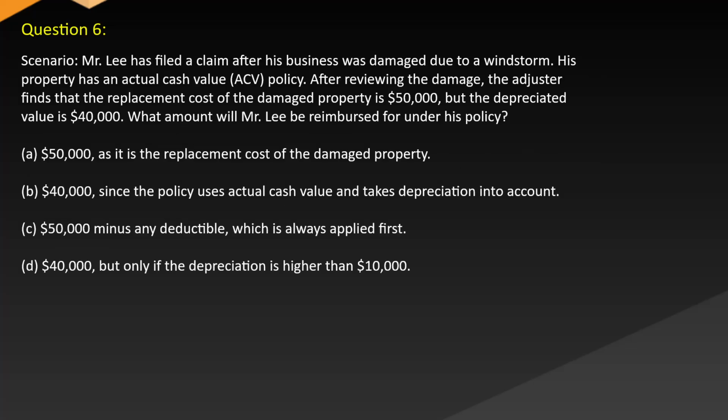Question 6. Scenario: Mr. Lee has filed a claim after his business was damaged due to a windstorm. His property has an actual cash value (ACV) policy. After reviewing the damage, the adjuster finds that the replacement cost of the damaged property is $50,000, but the depreciated value is $40,000. What amount will Mr. Lee be reimbursed for under his policy?